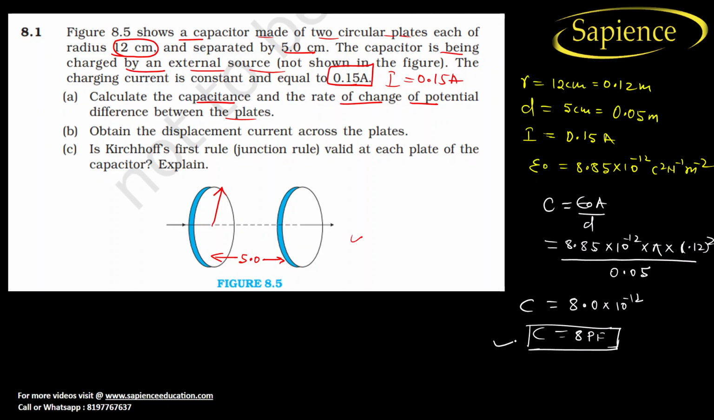I hope you have understood this one. Now they have also asked one more important thing in this question, the rate of change of potential difference between the plates, that is dV by dt. How to find this? Let's go for a basic formula. The charge Q is equal to C into V.